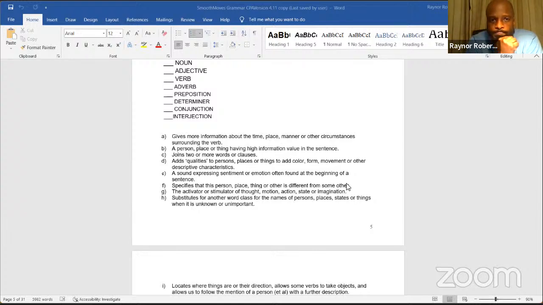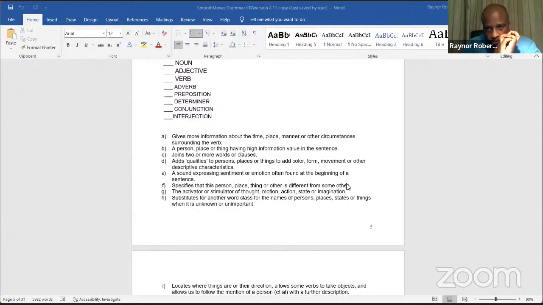Yeah, so where are we? Adverb. Adverb is A. Yes, sir. Preposition is I. Yes, sir. Determiner is F. Yes, sir. Conjunction is, wait, where's my conjunction? Joins two words or clauses. Yeah, C. Yes, sir.